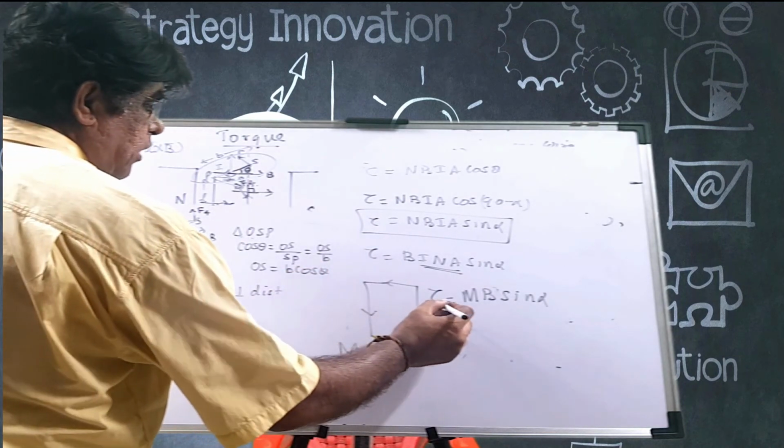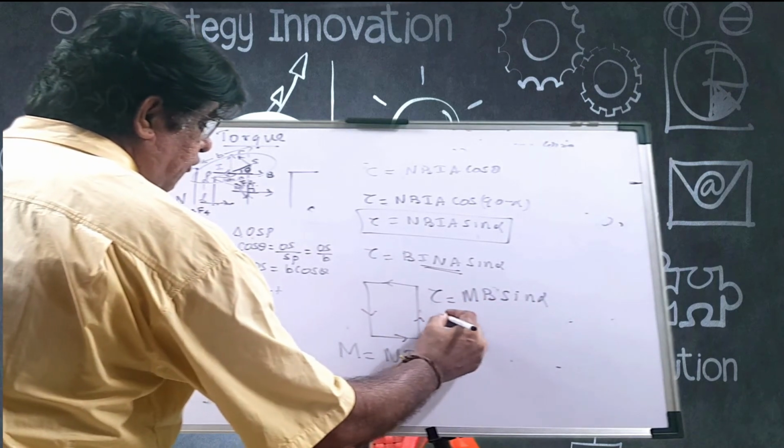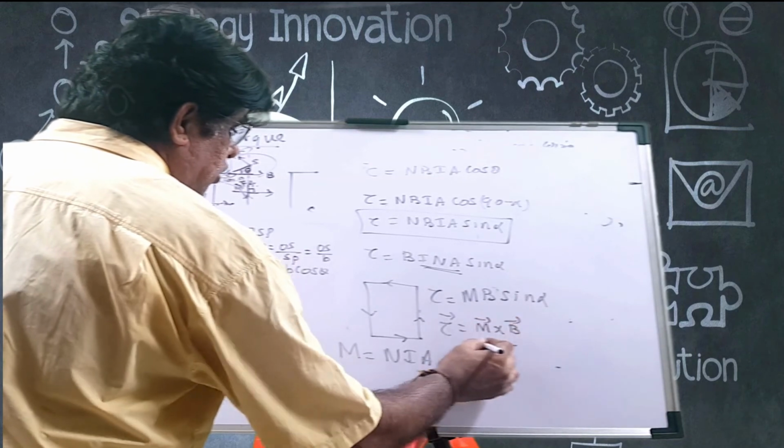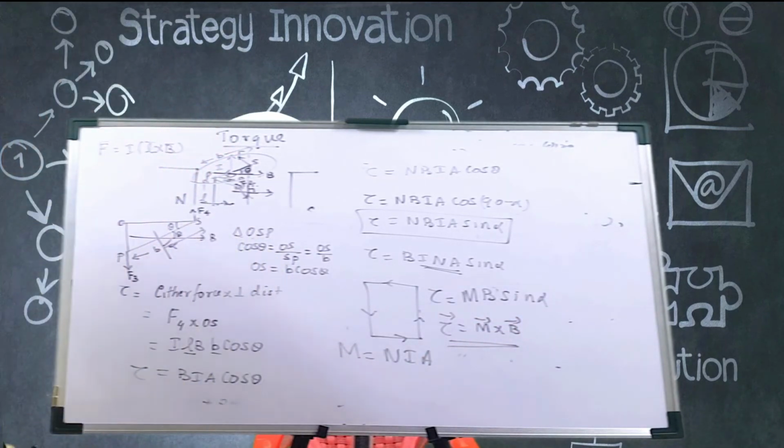So we can give the vector form: torque equals M cross B. This is the torque experienced by your rectangular coil placed in a uniform magnetic field, which has a current flowing. This concept is used in a machine called the moving coil galvanometer. The next topic, in the next video, is the moving coil galvanometer and its applications, and then the cyclotron, and of course parallel current carrying wires and the force acting on them.